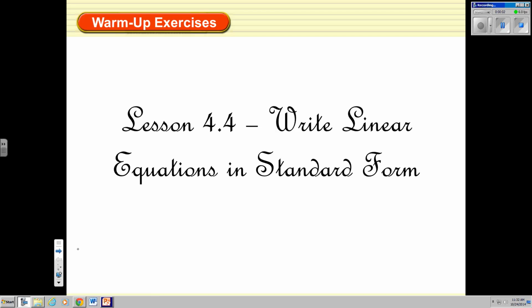Okay, well, this is lesson 4 of chapter 4, and we're going to be writing linear equations in standard form. So we have done slope-intercept, we learned about point slope, and now we're just going to be doing standard. Just to be familiar with the term standard form, you won't use standard form a ton, but you do need to know what it is and how to work with it. So, just to refresh your memory, remember standard form? I hope that you do.